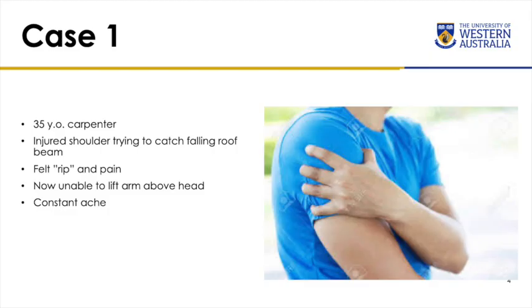Again, we'll start with 3 small cases. This first one is a 35-year-old carpenter. He injured his shoulder reaching out his arm to catch a falling roof beam. He felt a rip in his shoulder and severe pain. And since then, he's been unable to lift his arm above his head and has had a constant ache.